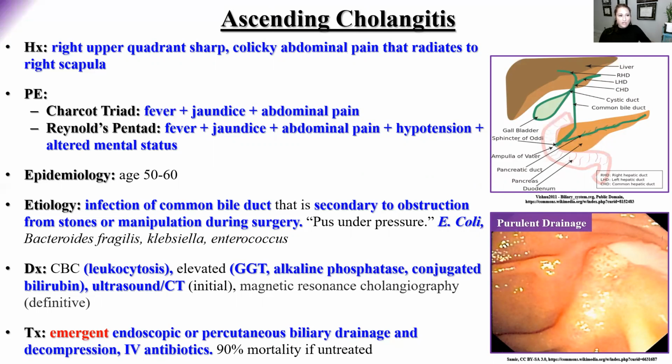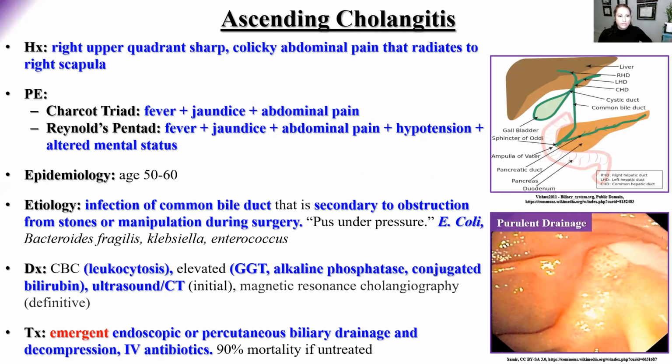The patient is going to present with right upper quadrant pain. We know it's gallbladder related. Colicky abdominal pain that radiates to the right scapula. So it's very similar presentation to the two that we just talked about. Charcot's triad. You know, if it's a triad, you're going to get an exam question on it.